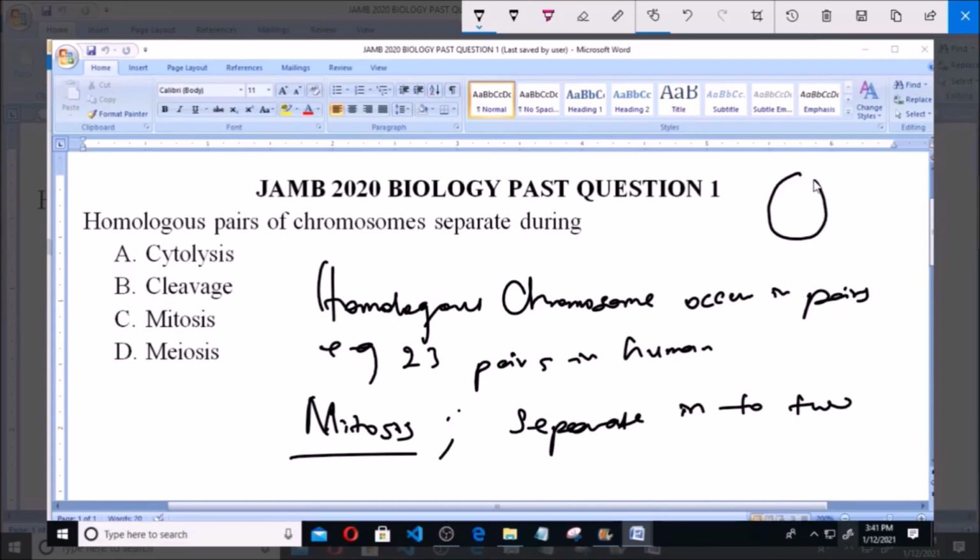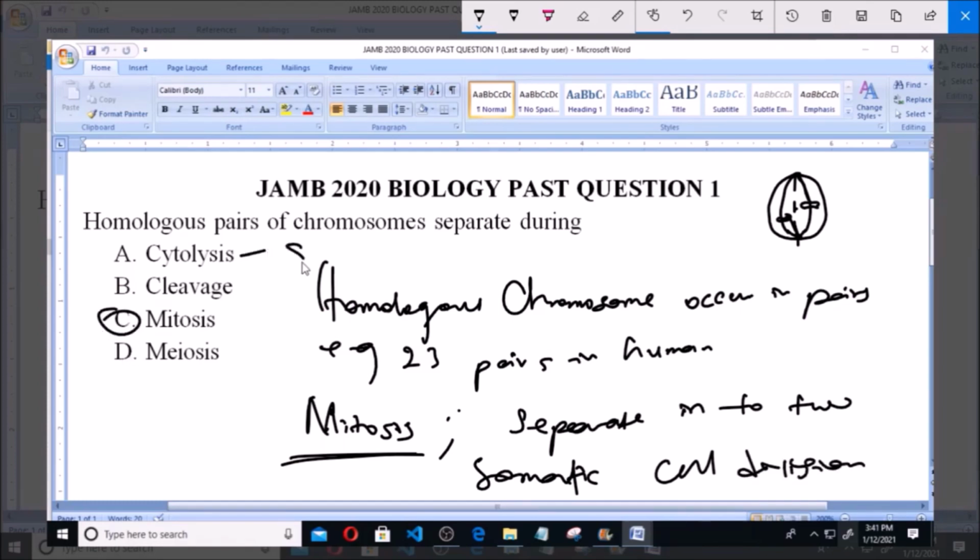Now during mitosis, you have the spindle fiber like this. Now this is a pole, this is the equator. Let's assume we have one chromosome here, and another chromosome here. When they separate, this will move to this pole and this will move to this pole. This was the separation of homologous chromosomes, and it occurs during mitosis, that is during somatic cell division, and that is option C.